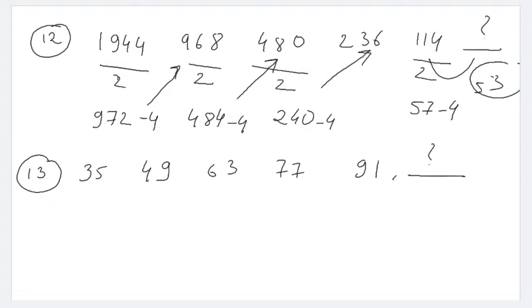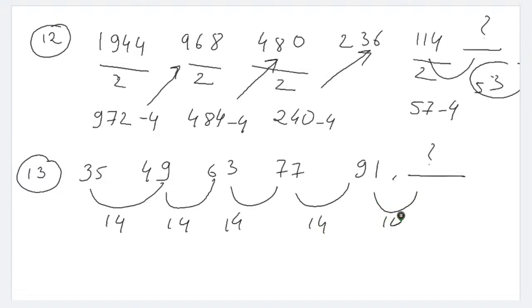35 and 49 difference is 14. 49 and 63 difference is 14. 63 and 77 difference is 14. 77 and 91 difference is 14. So 91 plus 14 will become what? 105. It was very easy. The common difference was 14 only. It's just like a trial ball type question. Very, very, very easy. You don't have to apply your brain also.